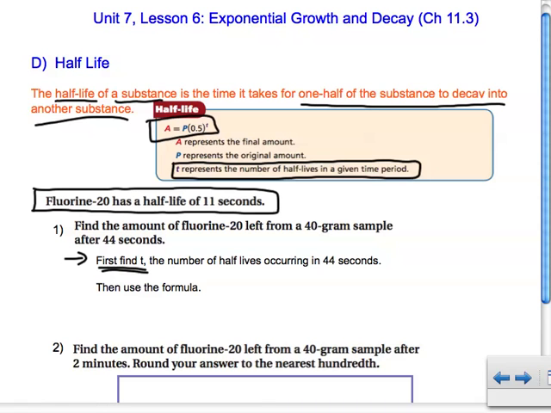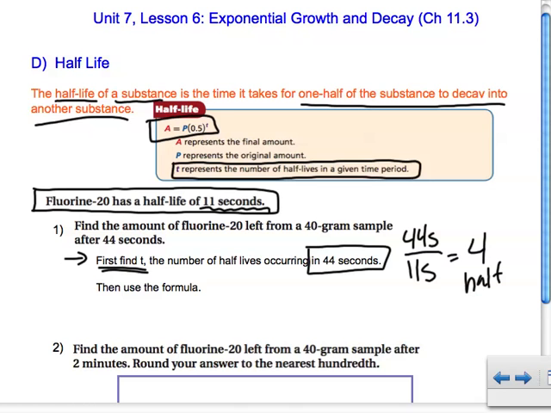And if I have 44 seconds and fluorine has a half-life of 11 seconds, I can just say 44 seconds divided by 11 seconds is 4 half-lives. That thing is going to be cut in half 4 times. Once I know that, I can plug that into my formula. A is equal to P times 0.5. That 0.5 comes from the fact that you're cutting something in half. And A represents the final amount. P represents the original amount.